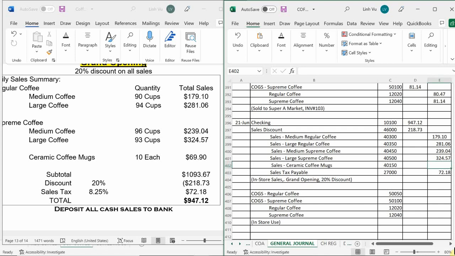Okay, we sold 10 and 69.90. Is this for each 10? No, that's the total cost for all 10. We sold them for $6.99 each. Okay. So $6.99 times 10 gives you a grand total of $69.90.